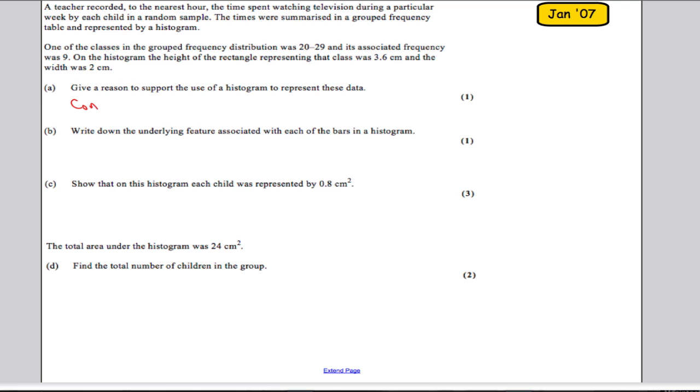Well, it's continuous data. So histograms are quite good for representing continuous data. Write down the underlying feature associated with each of the bars in a histogram: the area is proportional to the frequency. The area is proportional to the frequency.